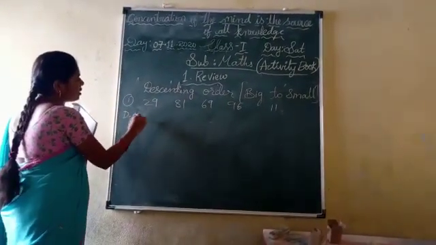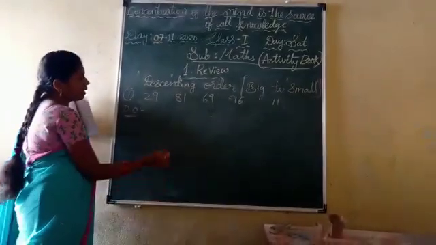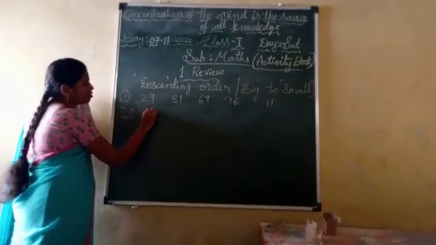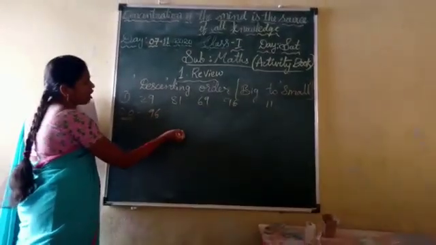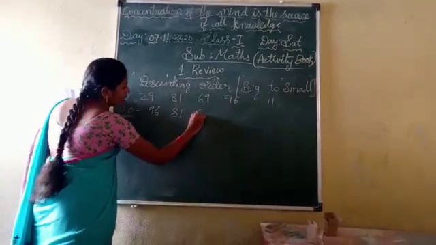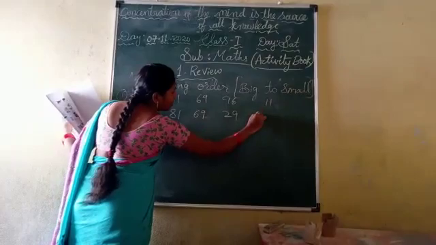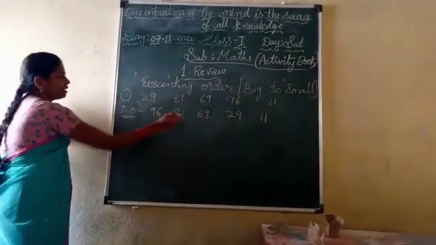Which one is the big number? DO means descending order. Which one is the big number here? 96 is the big number. So first we have to write 96. After that 81. After that 69. Next 29. Last, the small number 11. So this is the descending order.